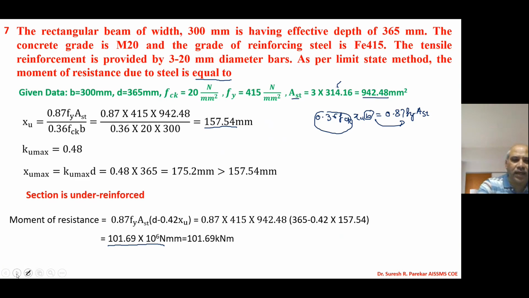So here we have actually calculated the moment of resistance due to steel. If anyone calculates this value by using concrete, then also you will get the same value. You can go by this: 0.36 fck b Xu max in bracket, lever arm we have as it is, d minus 0.42 Xu max. We will get the same value, but as they have asked for steel, therefore we have used this steel formula.